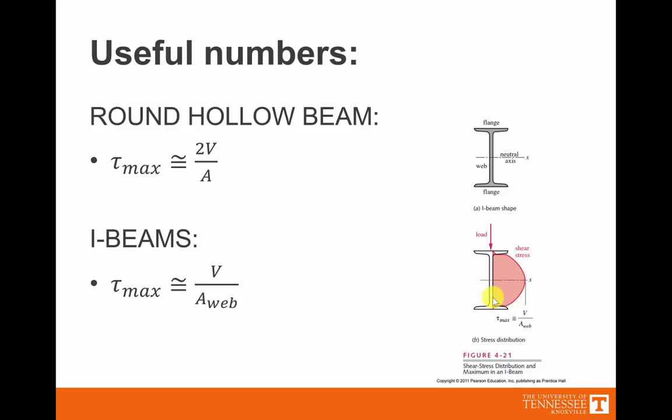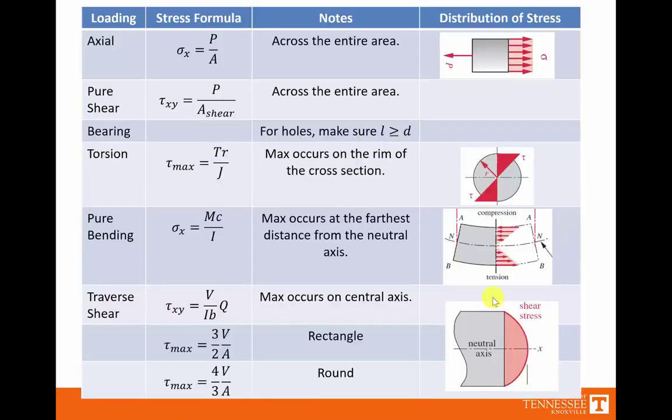Alright, so let's summarize today's discussion. This table shows basically what we've talked about. We have loading in the axial direction, and we have a formula for what that looks like, and we understand that its distribution is everywhere across the area. Pure shear is also across the entire area, and there's our formula. For bearing, we actually didn't derive any formulas. All we said is make sure that the length to the hole is greater than or equal to the diameter of the hole, and we don't need to worry about whether bearing tear out is going to occur.